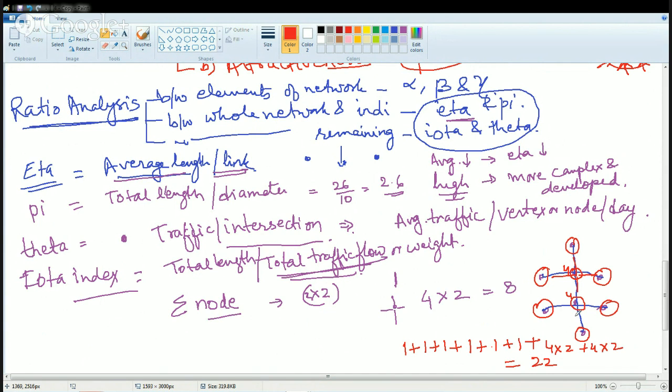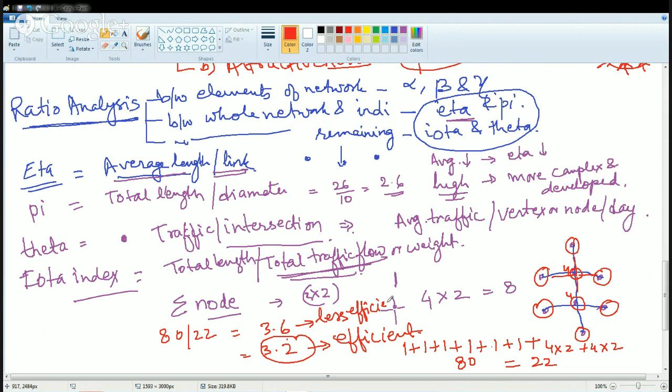And then I'll have a total length. Say for my example, my total length is 80. Okay, so the IOTA index would be 80 by 22. And I get a value of 3.6, for example. And in another case, I have a value of 3.2. Okay, so what is important here to understand is that the lower the value, the more efficient the network. So this network would be much more efficient as compared to this network. So if my IOTA index is less, okay, the system would be more efficient. Okay. So this is how we understand the IOTA index.